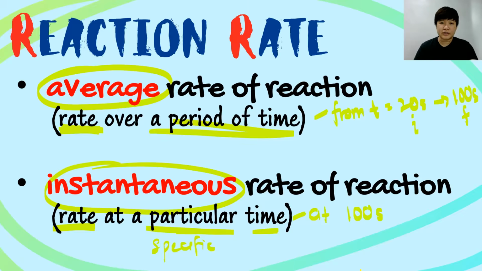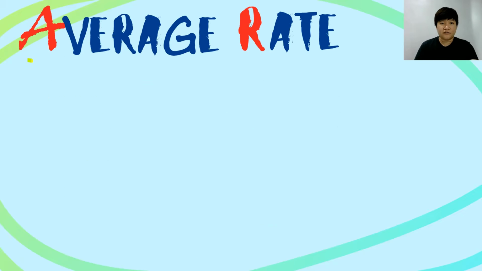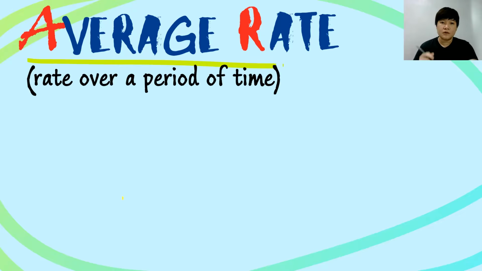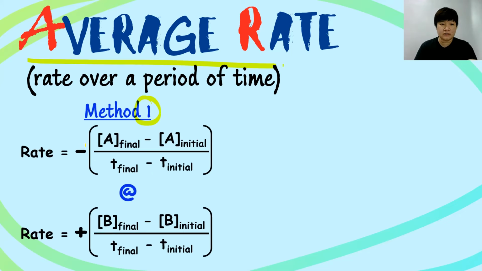We'll look into average rate of reaction first. For average rate, we have two methods to solve the question. First one, we can use the formula, as what we have learned just now. Negative over here, obviously for reactant, and positive over here, obviously for product. But the formula is similar, still final minus initial. It doesn't matter if it's a product or reactant, it's still final minus initial. Your formula includes the symbol of negative and positive, so make sure you have that, okay?